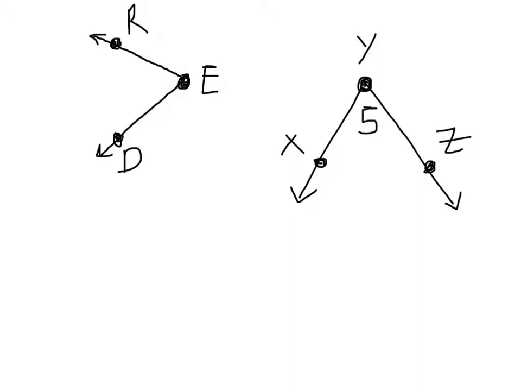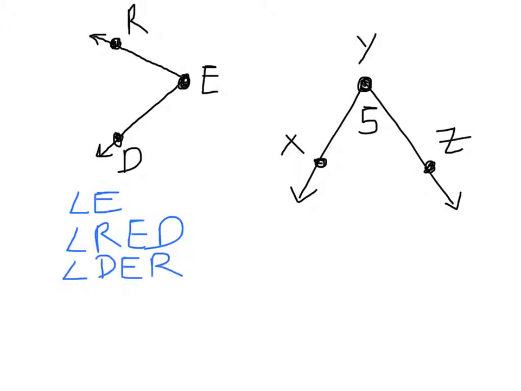So for the angle on the left here, you might have named this angle E, because E is a vertex. Or you might have named it angle RED. And one last possibility was angle DER. As far as the sides are concerned, remember every angle has two sides and they're both made out of rays. You have ray ER, and you also have ray ED.